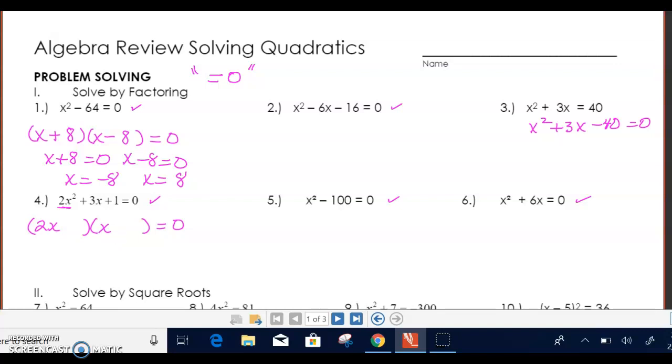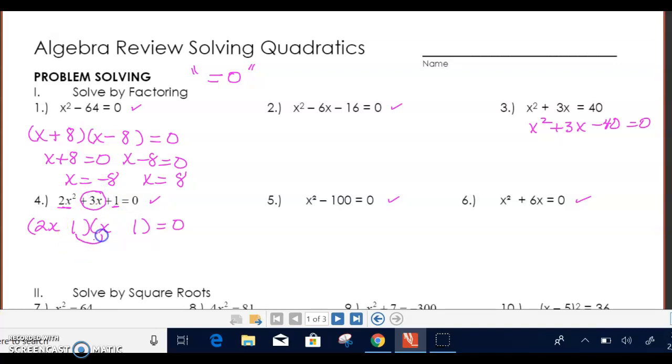Okay, now the next thing I have to decide is what 2 things can I multiply to get this last term of a 1? Well, it has to be a 1 and a 1. Now the last part in this factoring is to decide if the numbers I put in will work to give me that middle term 3x.